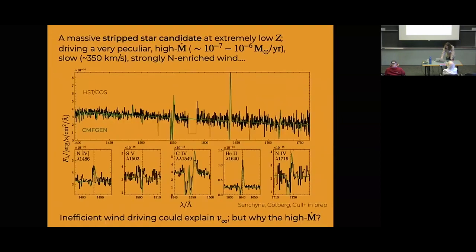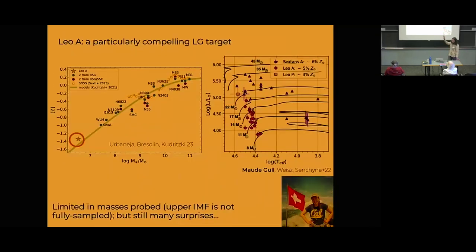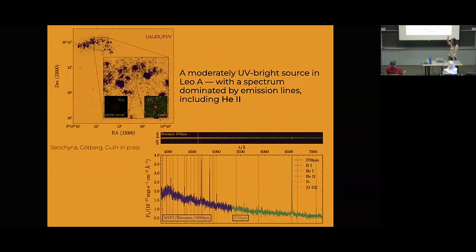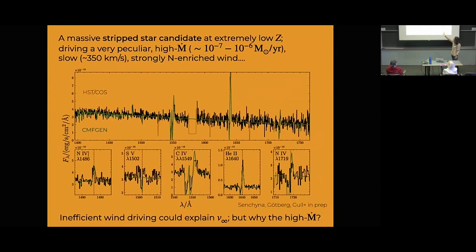And I just want to quickly point out that in these dwarf irregulars, for the most part, these are looking like normal O stars at relatively low mass, but we're seeing indications across these systems of some binary interaction, potentially, of weirdness. A particularly striking example is a system that is emission line dominated in the optical, emission line dominated in the UV, and I think we're confident now this looks like a stripped star candidate at extremely low metallicity, driving forward a quite strong wind.